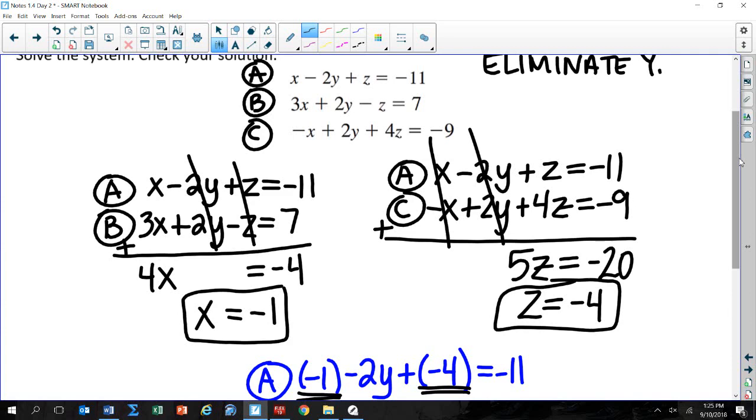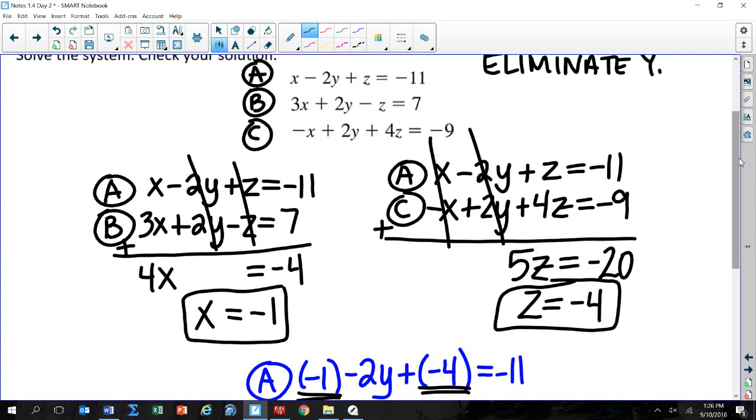Plug it in the second one. 3 times negative 1 plus 2 times 3 minus negative 4. Is that 7? Negative 3 plus 6, that's 3, right? Plus 4, 7. Da-ding. Okay. Minus negative 1 plus 2 times 3 plus 4 times negative 4 equals negative 9. Is that true? That'd be 1 plus 6, 7, minus 16. What is that? What is 7 minus 16? Negative 9. Boom. See? Turn in my quiz. I already know I got it right.